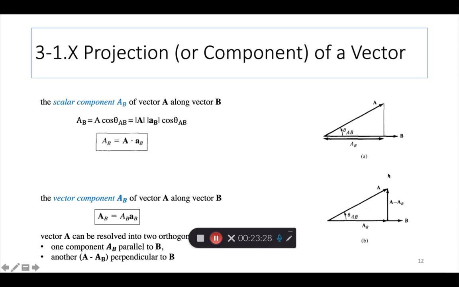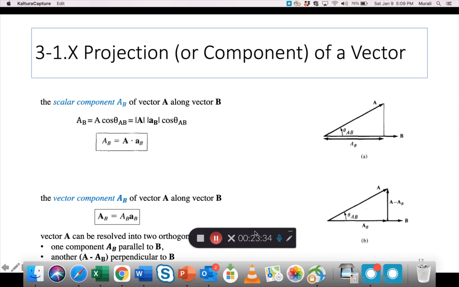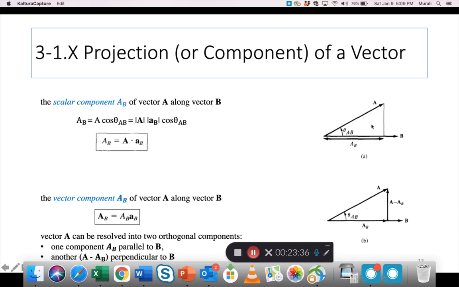All right. I'm going to move on to another topic. I think for some reason this wasn't in our textbook, or maybe it's somewhere that I couldn't find it. So I just brought this from another textbook. Okay, so what is a projection or a component of a vector?